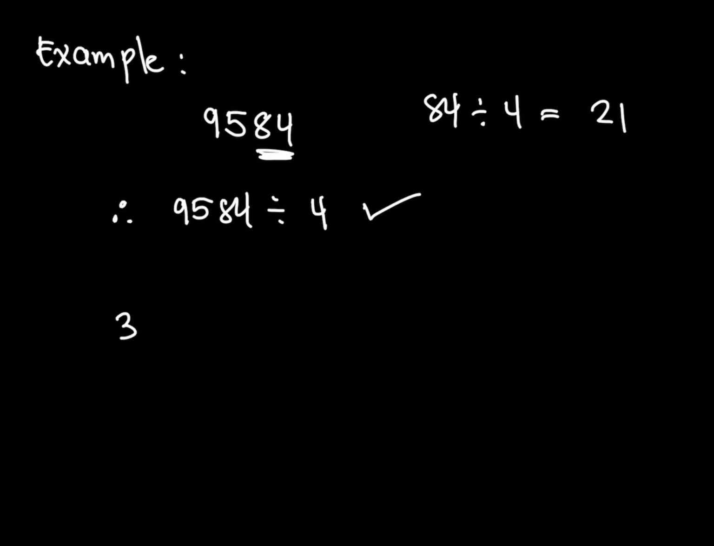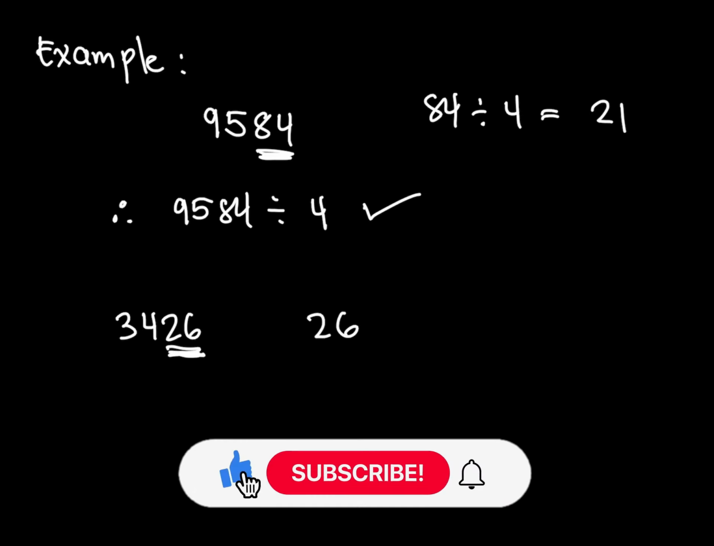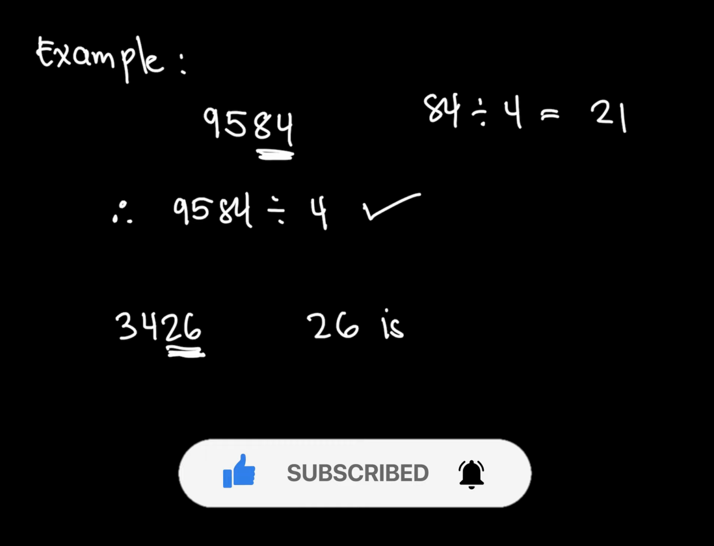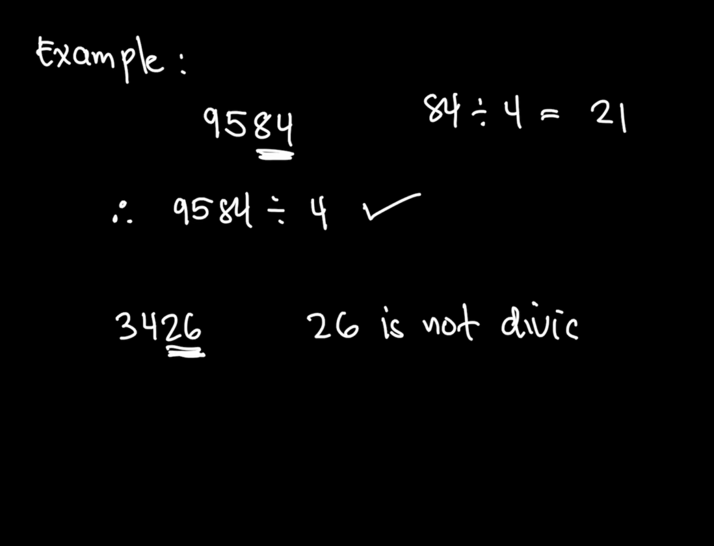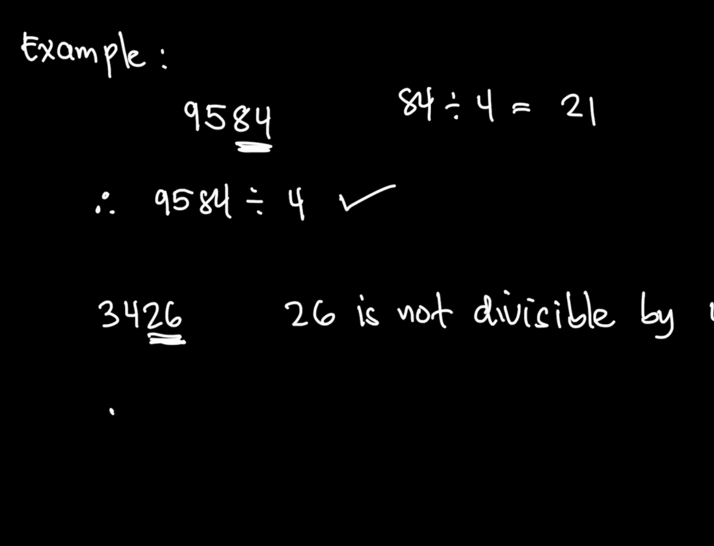Another example, if you have 3,426, look at the last two digits, which is 26. So 26 cannot be divided by 4, can it? Definitely not. So by applying the rule, that means 3,426 is not divisible by 4.